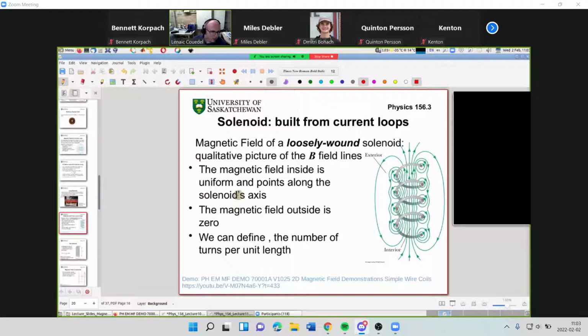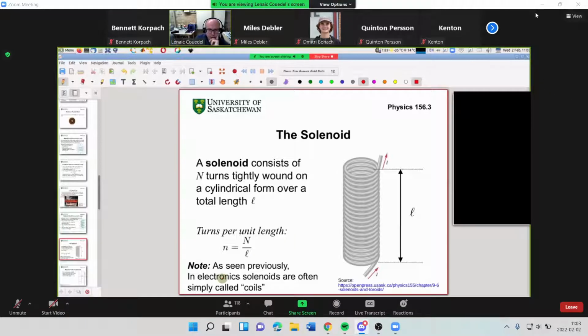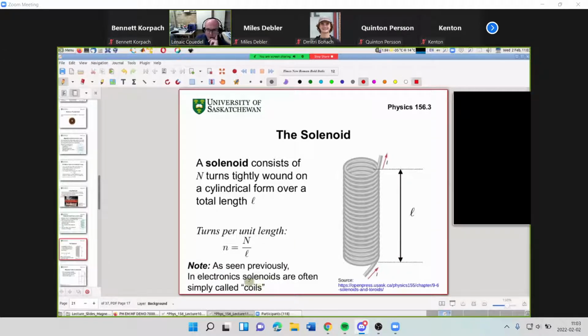Here we can try to derive it in two ways. Now we consider a tightly wound solenoid, so each loop is touching its neighboring loop, and we have N turns over a cylinder that has a total length of lowercase l. We can define the number of turns per unit length as lowercase n equal to capital N divided by L. In electronics, solenoids are simply called coils most of the time, but they are the exact same thing.